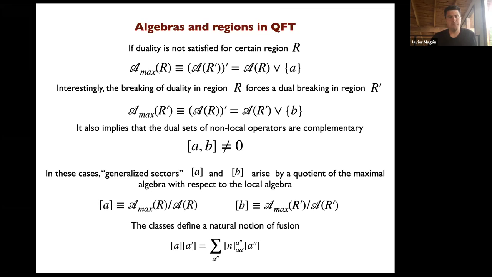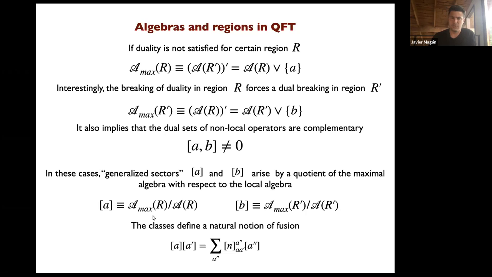Finally, in these scenarios in which we have a generic violation of duality, we can define generalized sectors, or if you wish, generalized classes A and B, one per region, that are just defined by taking the quotient of the maximal algebra with respect to the local algebra. And one can see that these classes, or these sectors, define a natural notion of fusion that needs to be analyzed on a case-by-case basis.